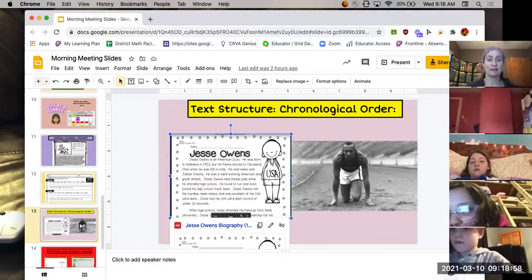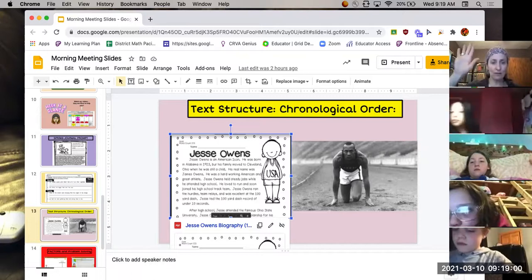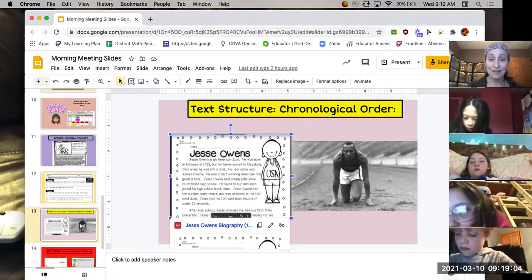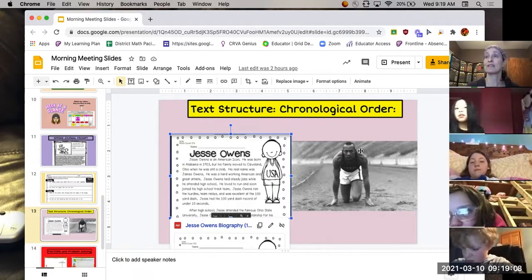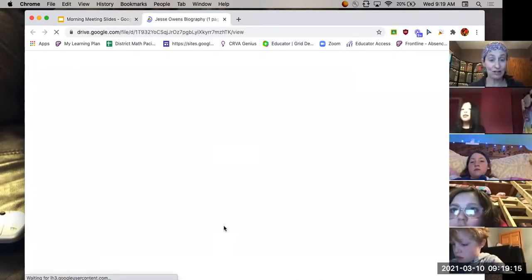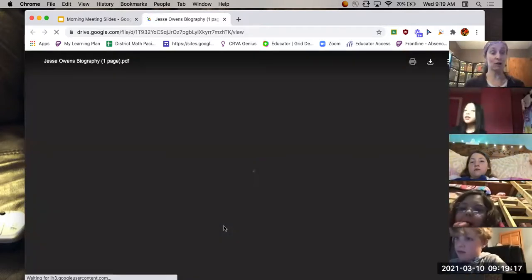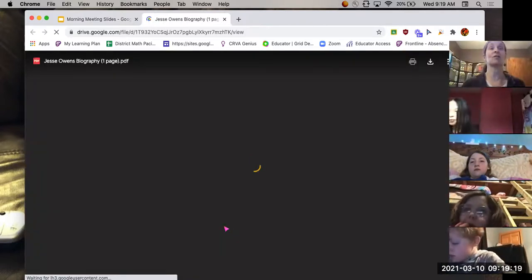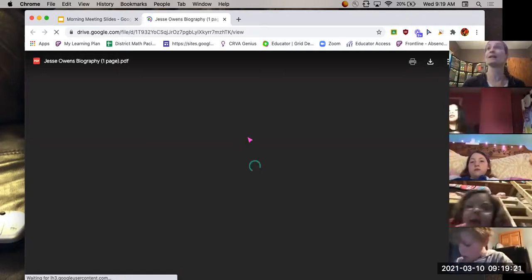Okay, all right. So raise your hand if you've ever heard of Jesse Owens. Anybody? Well, then I get to teach you. He's a pretty amazing man. So this is what he looks like in real life. He's no longer with us, so he's passed away, but biographies use the text structure of telling things in order, in chronological order. So here's a little article about Mr. Owens.